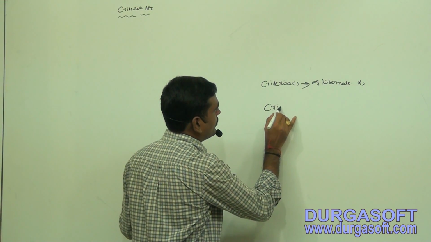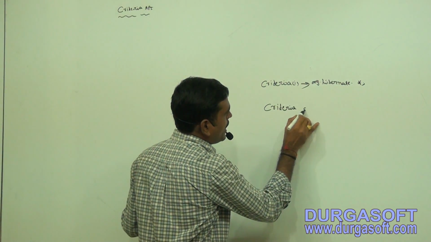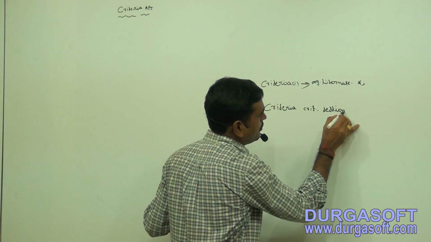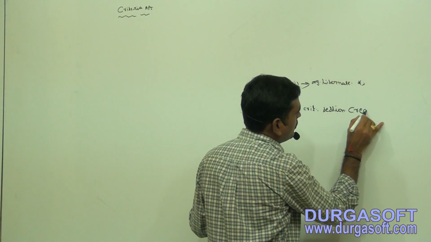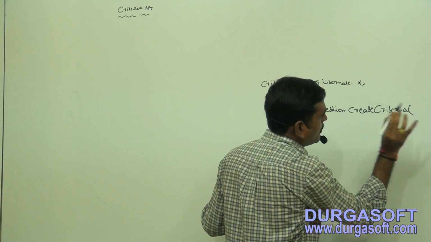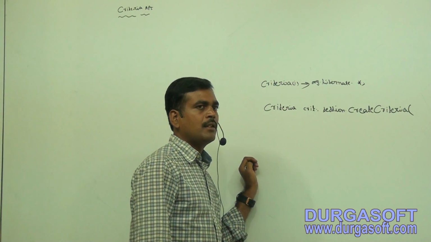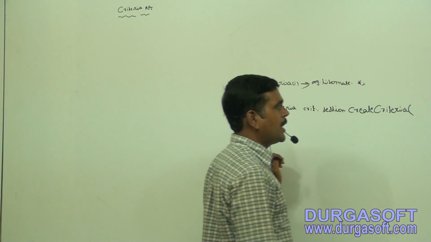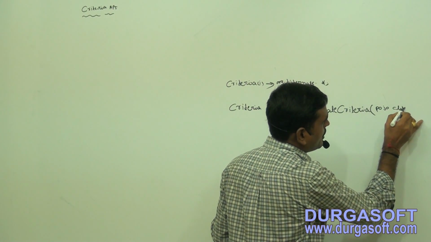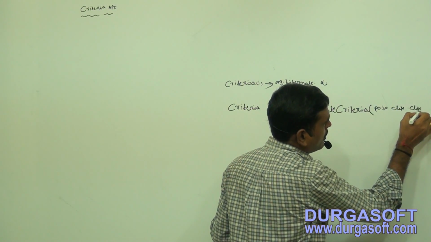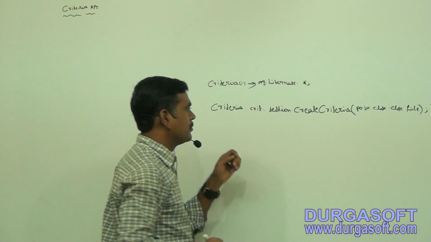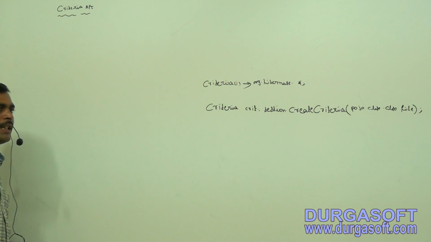Like this. Criteria crite is equal to session dot createCriteria. Under that we can pass the POJO class dot class file. This is the syntax, right?